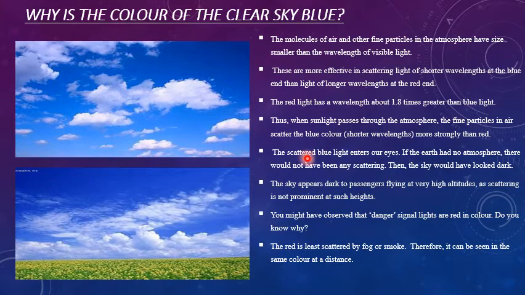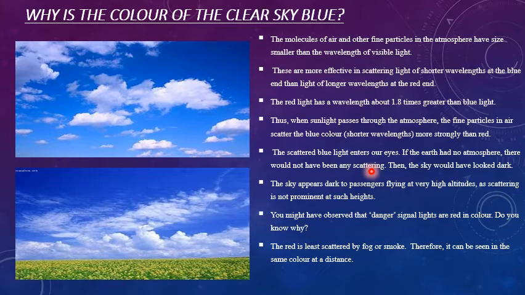So the scattered blue light enters our eye. If the earth had no atmosphere, there would not have been any scattering. Now why do we see it blue? Because there is atmosphere present and scattering is taking place every time. But if the atmosphere was not there, then we would not have seen the blue color of the sky. Then the sky would have looked dark.